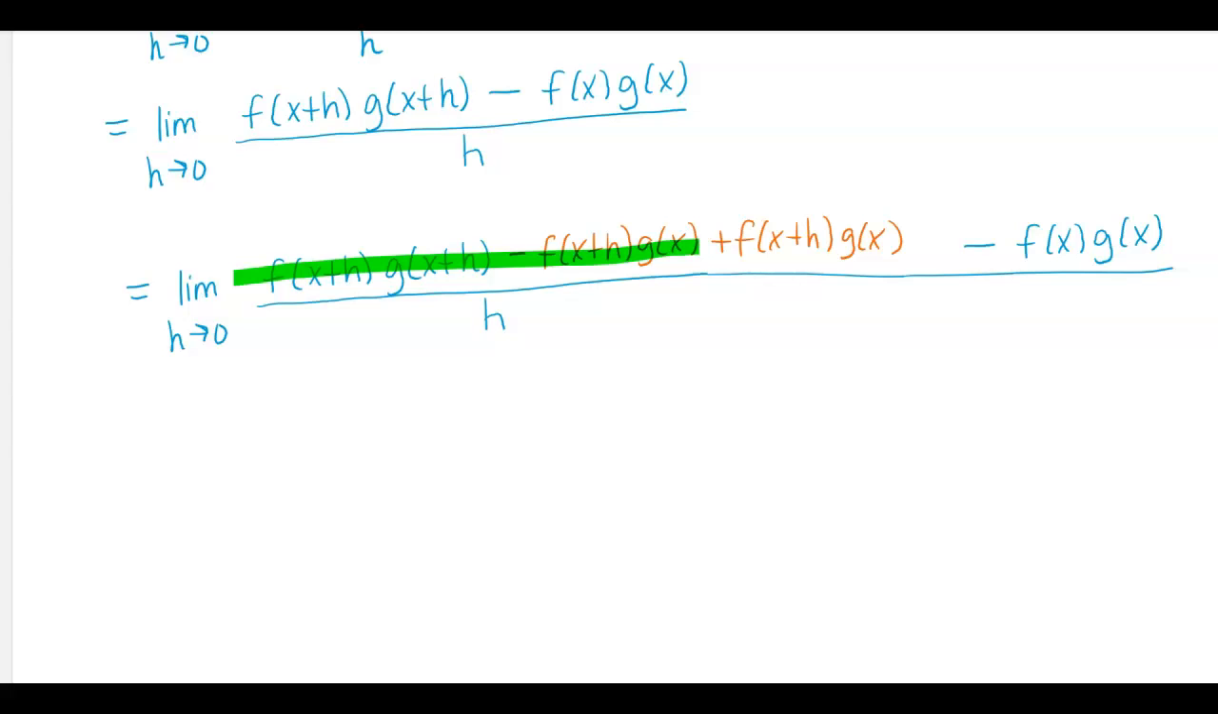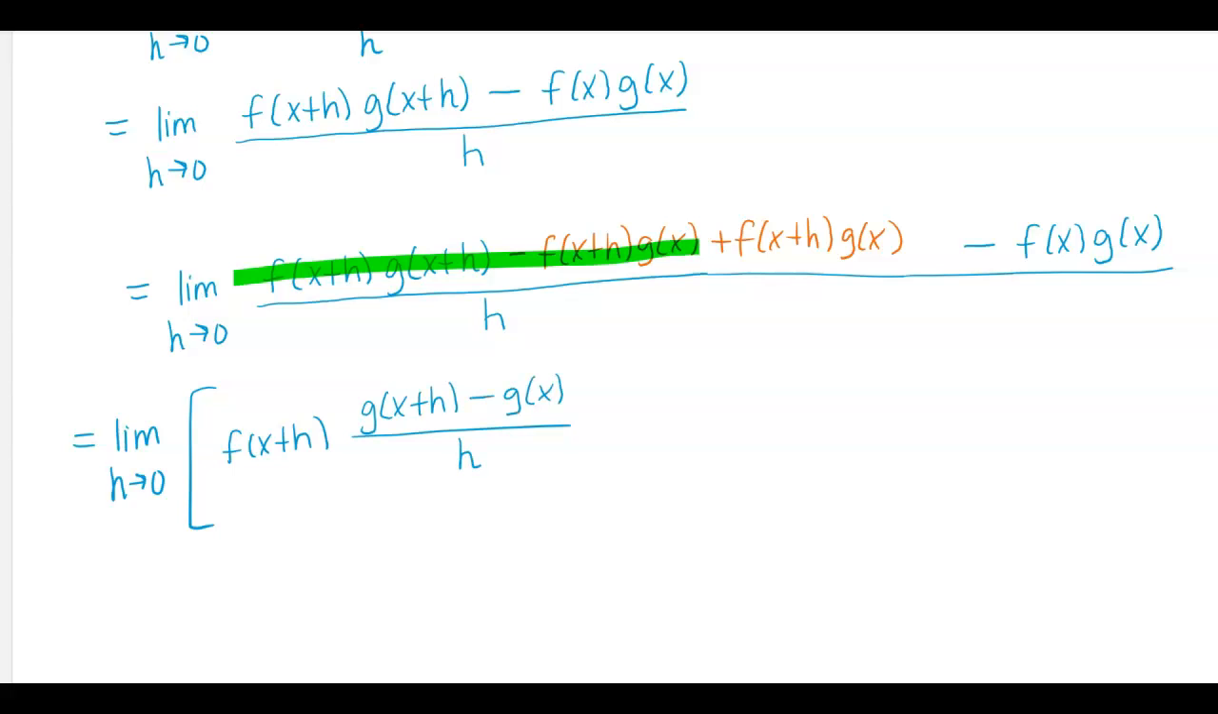So I'm going to move the limit all the way onto the outside, just because we don't need to worry about it at the moment. Okay, let's do this. So I'm going to take f of x plus h. I'm factoring it out of those first two. And then I'm going to have left g of x plus h minus g of x. And I'm going to put the h down here.